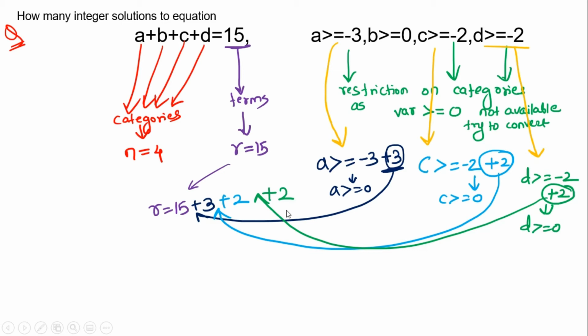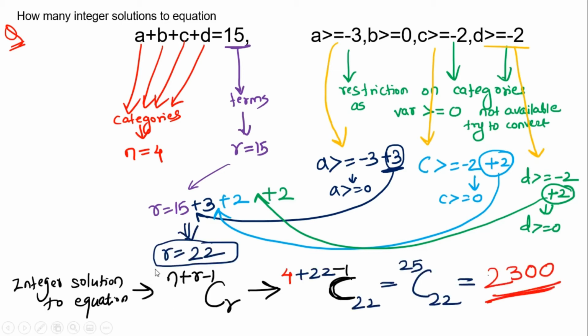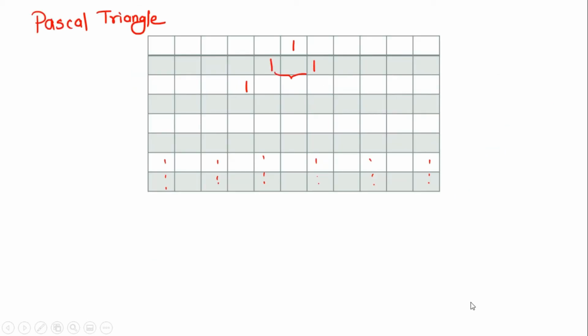So our equation of R will become 15 plus 3 plus 2 plus 2. If we calculate this, our value of R is 22. So what is the new value? Whatever new value of R you are having, you just have to consider that value, not the old value. So I'm considering this value for solving this equation, like how many integer solutions are available for this equation. The standard formula is n plus r minus 1 C r. You just have to keep all of these values. The n is 4, r is 22, the new value of r. So just keep all of these values, you will get the answer, that is 25 C 22, which is equal to 2300.